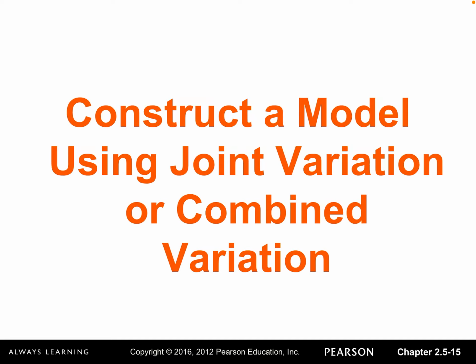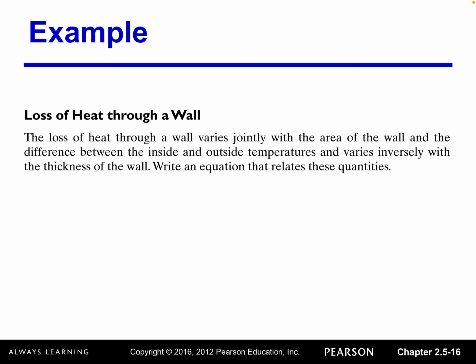For the last model, we are going to learn the combined variation. So anything other than direct variation and inverse variation is called a combined variation. So let's look at an example: loss of heat through a wall.